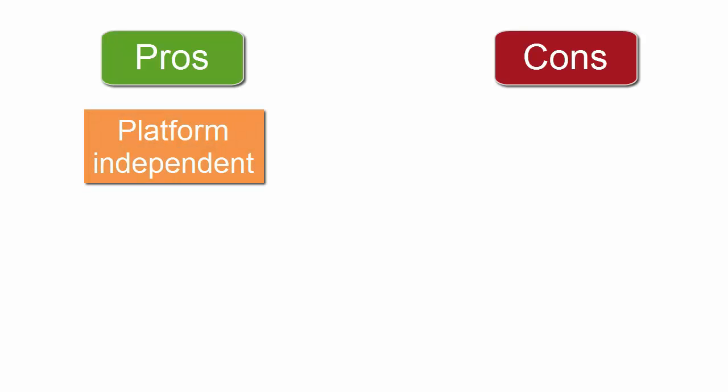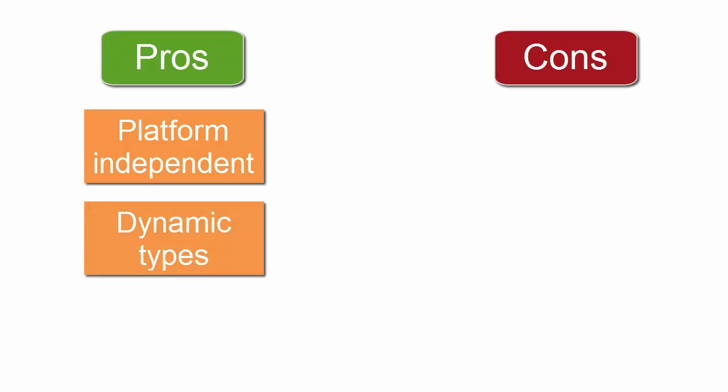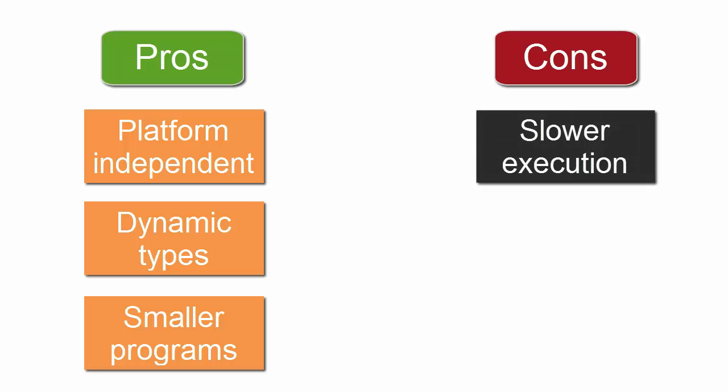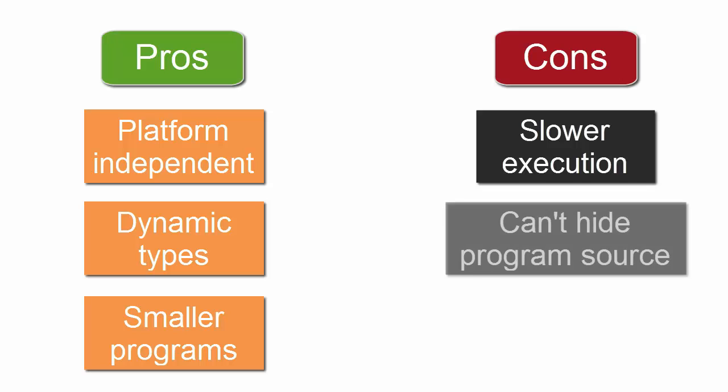This has a lot of advantages, but also some drawbacks. An interpreter usually can be made platform independent, dynamic types are easy to implement, and the written programs are smaller in size, because there's no need to compile the program. But their execution is usually slower, and you cannot prevent others from looking into your code, which is not even a huge disadvantage if you're a fan of open source.